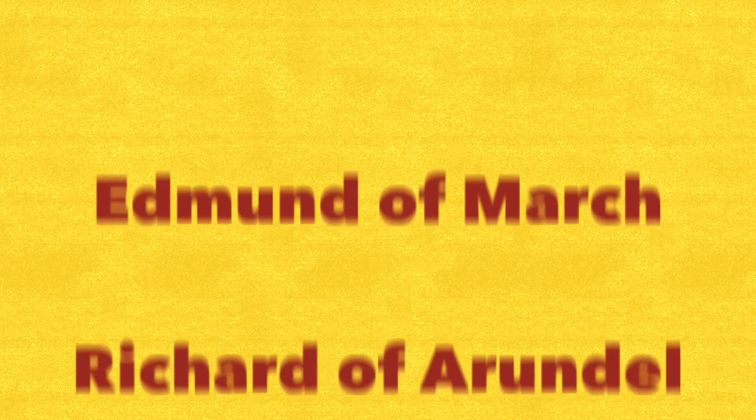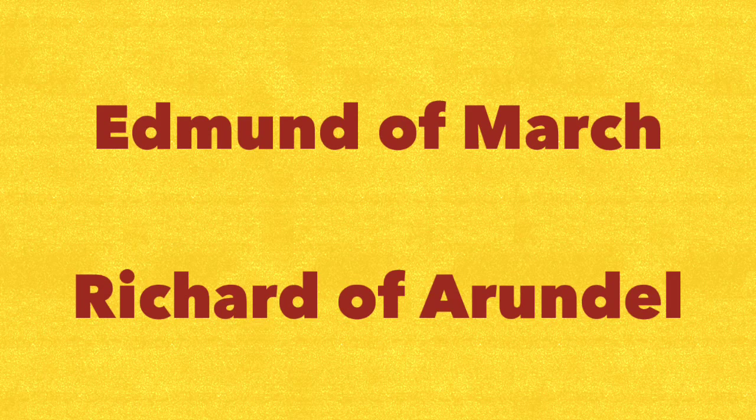which we'll look at in a later video. The other two potential contenders were Edmund, Earl of March, and Richard, Earl of Arundel. The problem with these two is that they weren't related to the Plantagenet family through blood, and giving such a degree of power and control over these two individuals might alienate other noble families.